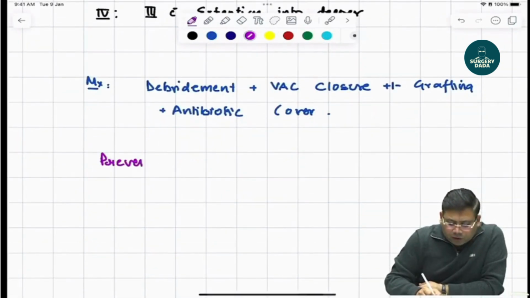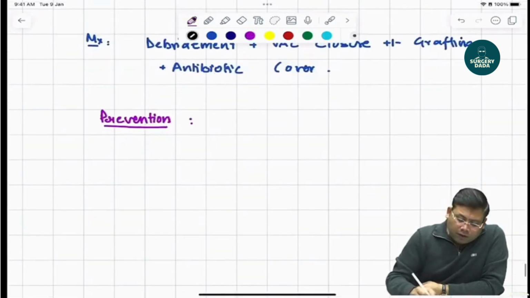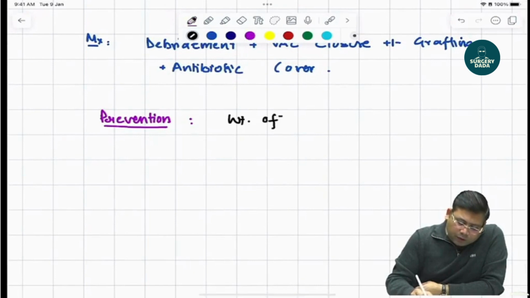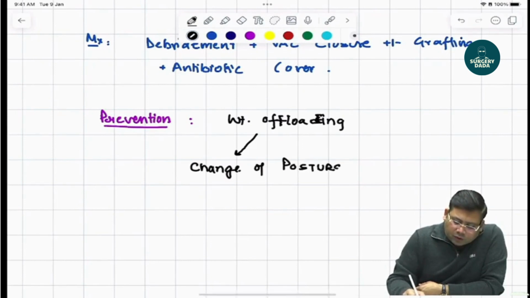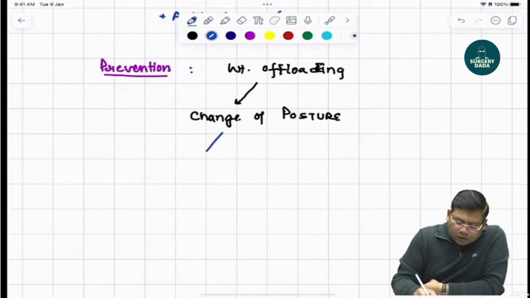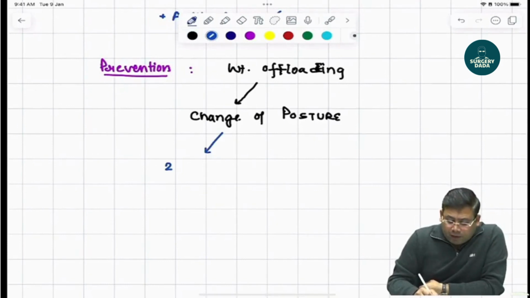Prevention is done in 2 ways. First of all, weight offloading is important. How can you do the weight offloading? This is very important: regular change of posture. When we talk about change of posture, we get questions on this also. What is the concept of change of posture, students? Remember, every 2 to 3 hours for bedridden patients. When you are sitting, the pressure is even more.